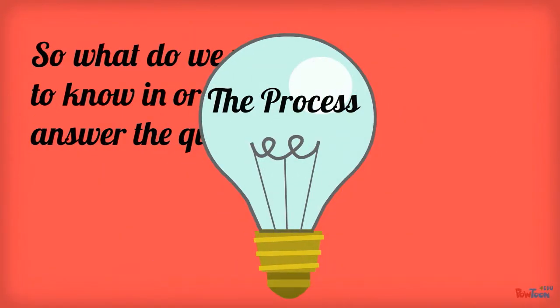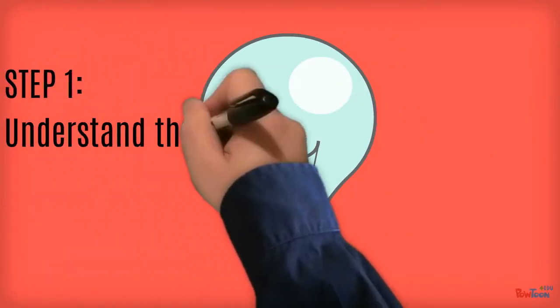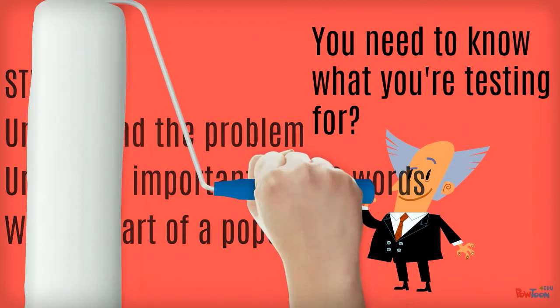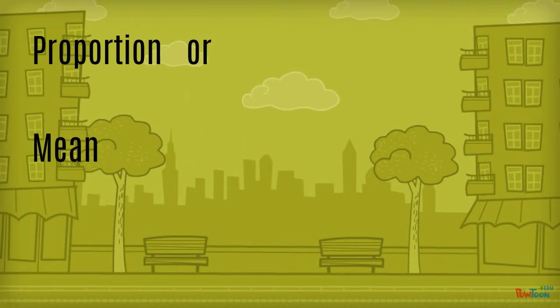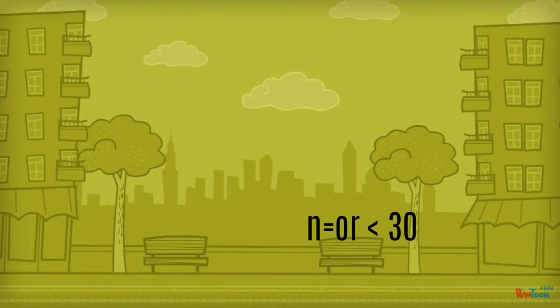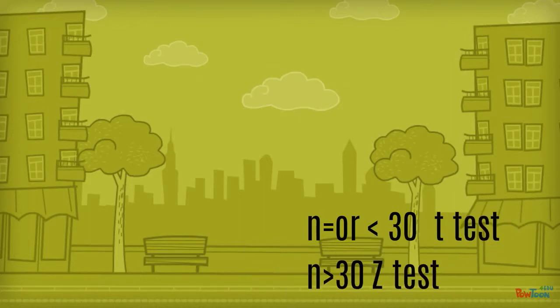Step 1. Understand the problem. Underline important data and words. Is it part of a population or a sample? What are you testing for? Proportion or mean? Population or sample? Is n less than 30? Then you would use a t-test. If it is greater than 30, you use the z-test.